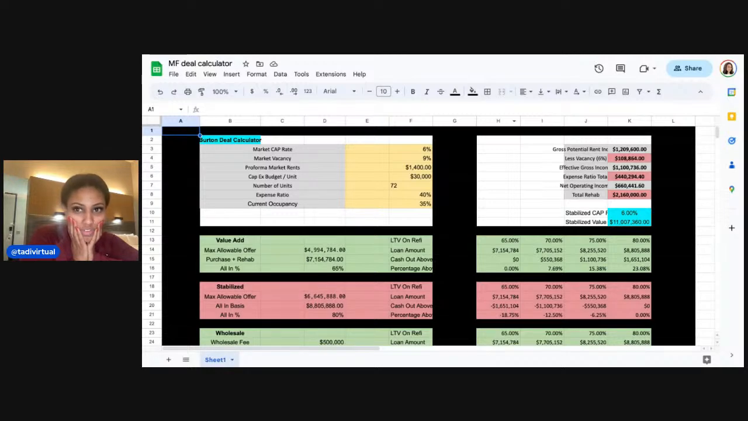This is my multifamily deal calculator that I got from a mastermind that I went to. I'm about to comp 3 deals that were just sent to me and see if there's something that we can buy. So, and I can show you guys how I do this.